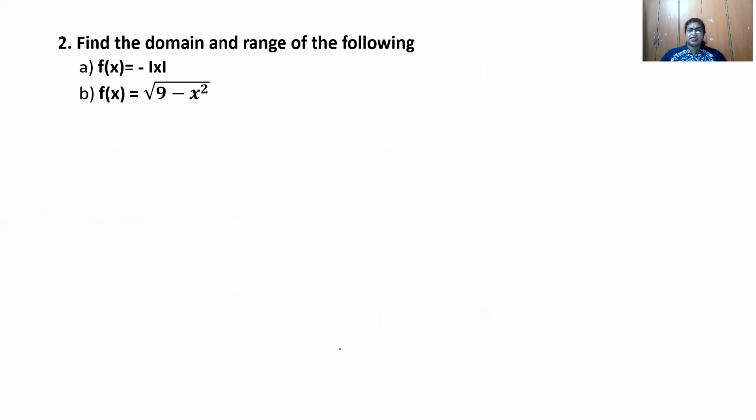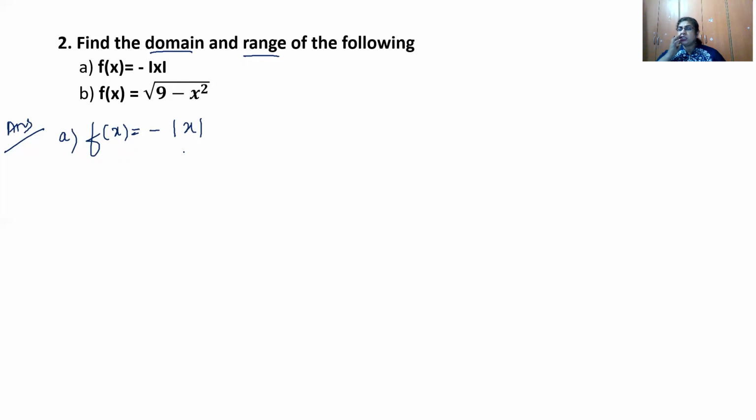Here they have asked to find the domain and range of the following. Let us take one at a time. We'll take the first one: f of x is equal to minus modulus of x. You have just now learned what modulus of x is. For modulus of x, we got a V-shaped graph which passes through the origin. That means we got positive answers only. Was there any chance of getting negative? No. So modulus of x always gives me positive answers.